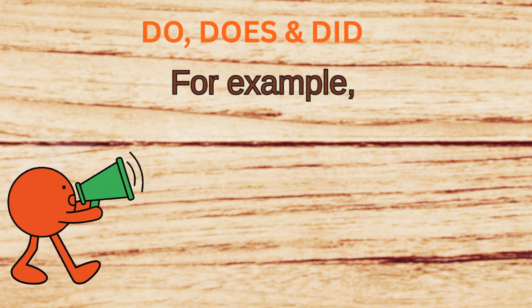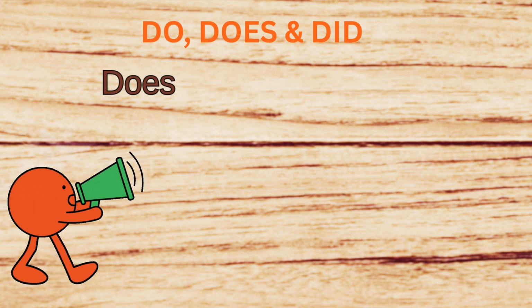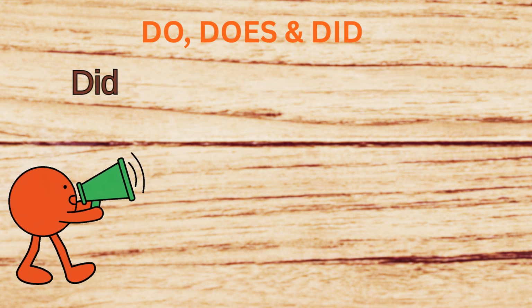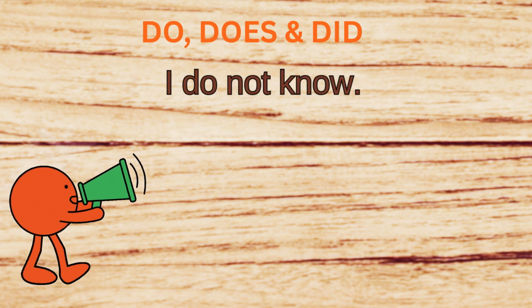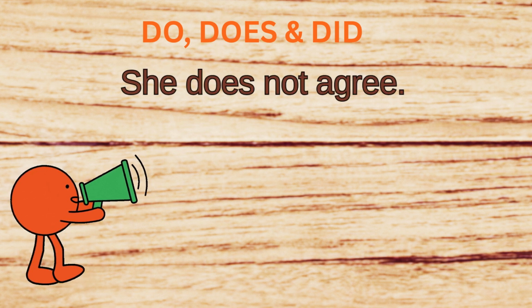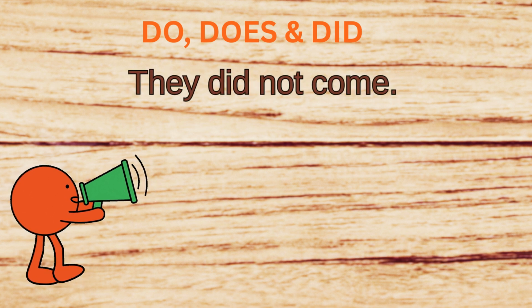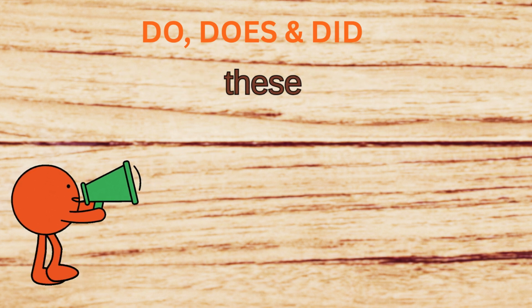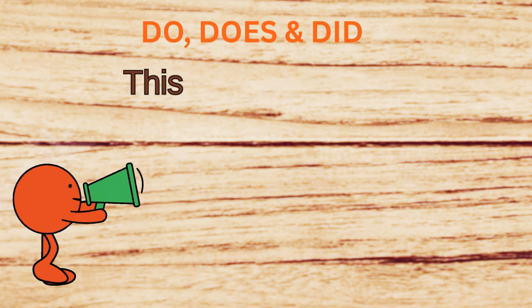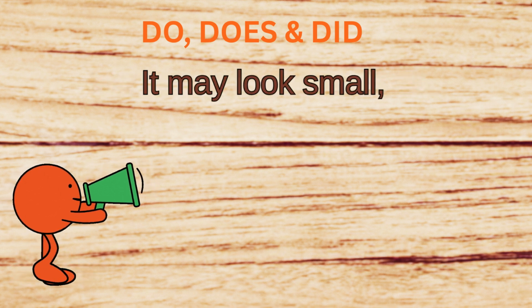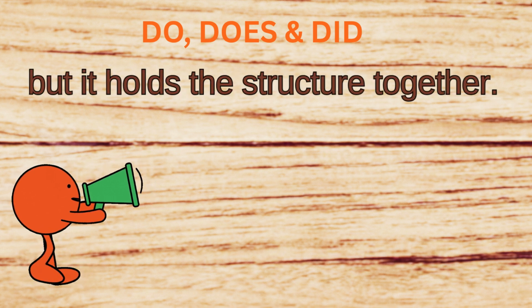For example, do you like coffee? Does he drive to work? Did they see the message? And negatives. I do not know. She does not agree. They did not come. Without do, these sentences would sound incomplete or incorrect in standard English. This is why learners need to respect the helper function of do. It may look small, but it holds the structure together.